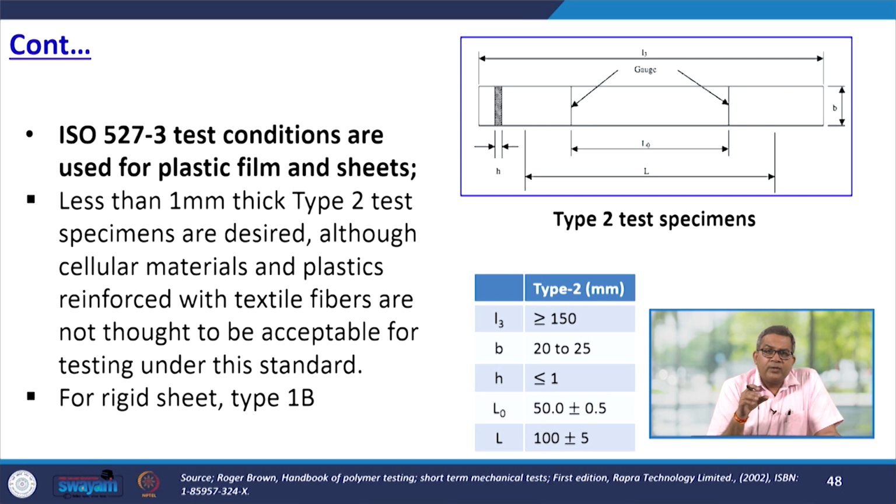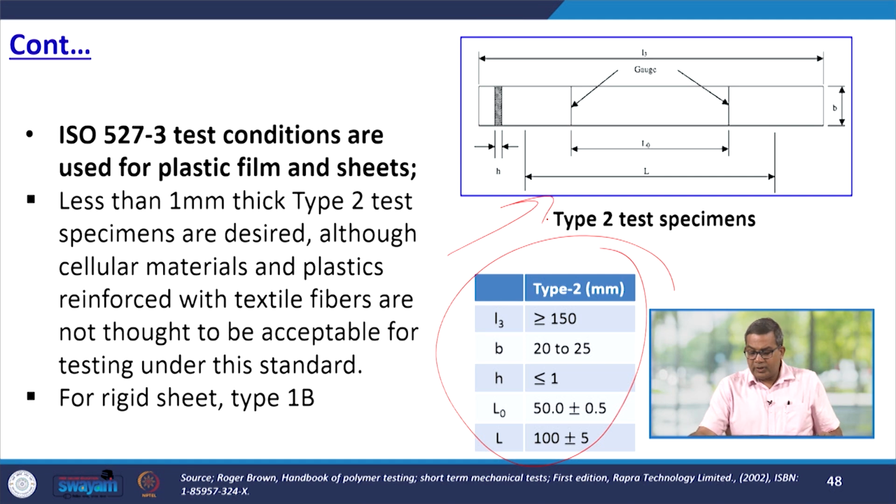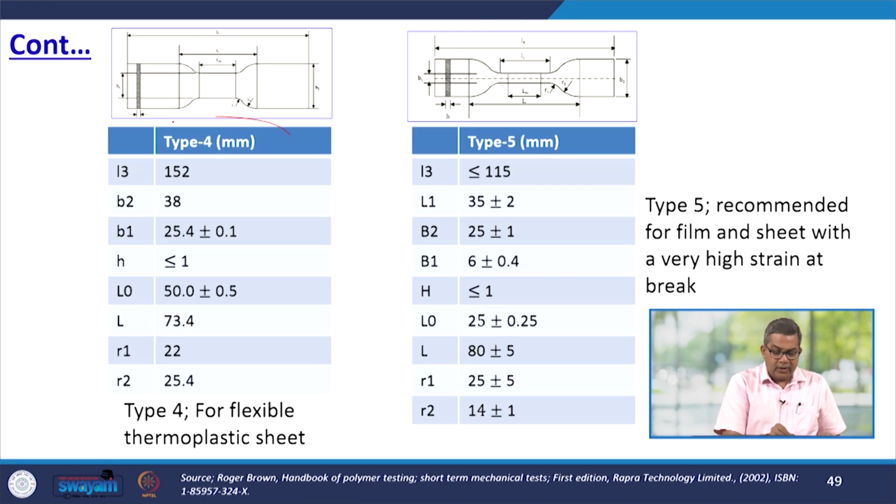Another, ISO 527-3, specifies test conditions used for plastic films and sheets. Type 2 test specimens less than 1 mm thick are desired, although cellular materials and plastics reinforced with textile fibers are not thought to be acceptable for this type of test under the given conditions. For rigid sheets there are different types of test, like here, this is the shape of the test specimen, and different types of test specimens are given. This is recommended for films and sheets with a very high strain at break.